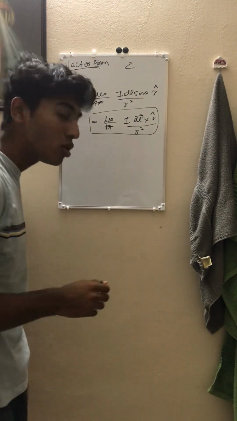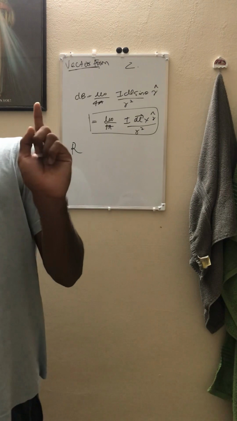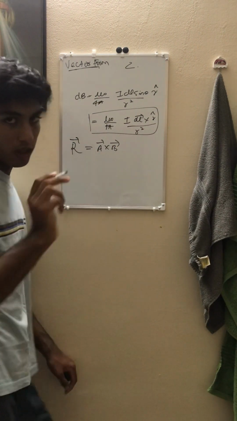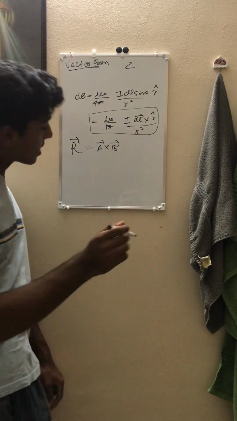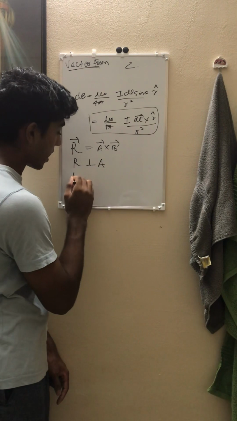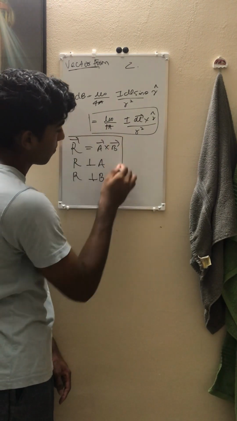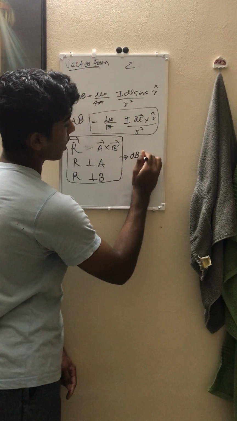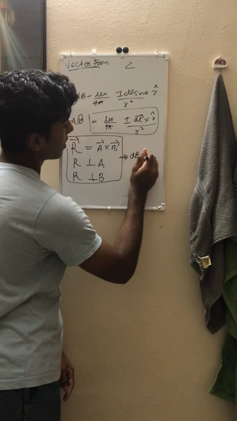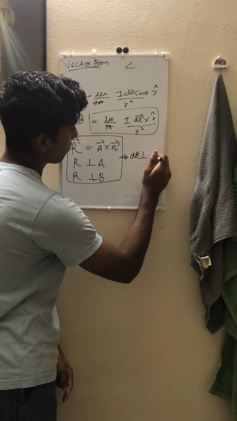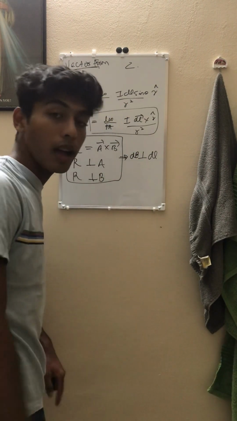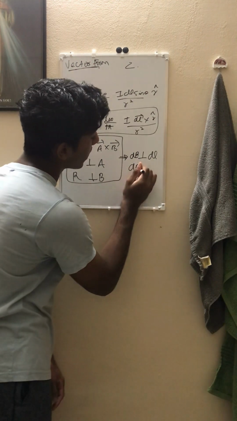Vector formation. And you guys know, I'll tell you one thing, very important: if r vector is the cross product of these two, then I can say r is perpendicular to A and r is perpendicular to B. So from this, I have to come to a conclusion that dB is perpendicular to dl, that is, the magnetic field produced by the current carrying element is perpendicular to the length of the current carrying element, and it's also perpendicular to the distance between the current carrying element and the point P.